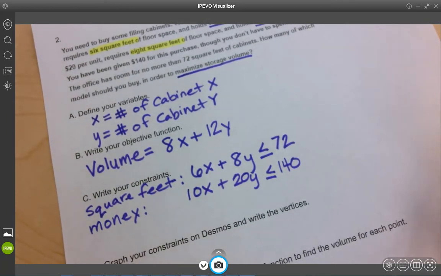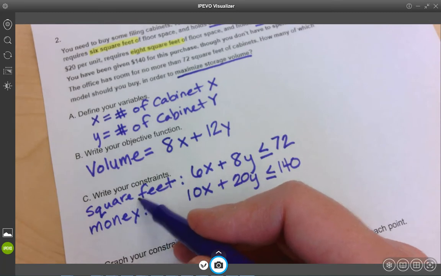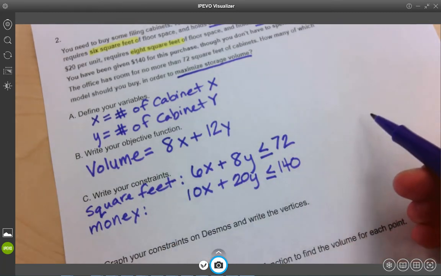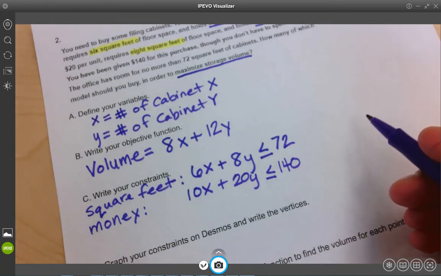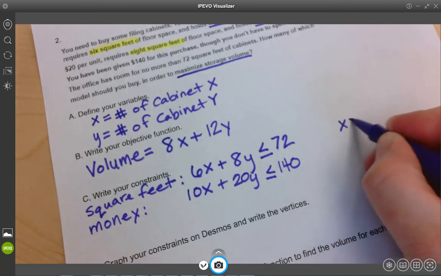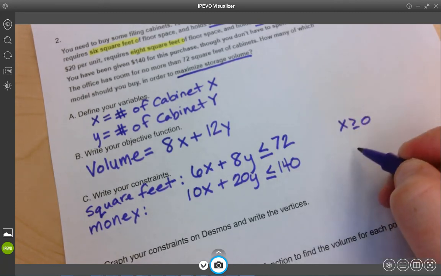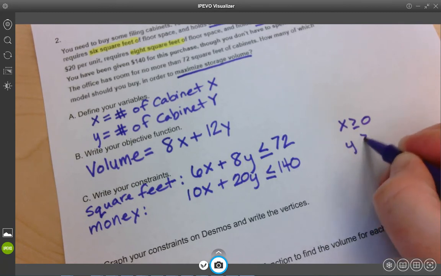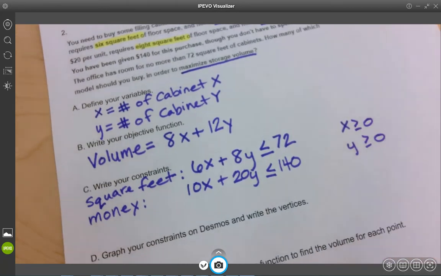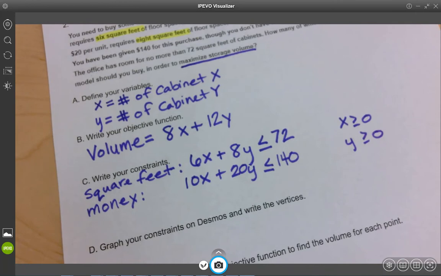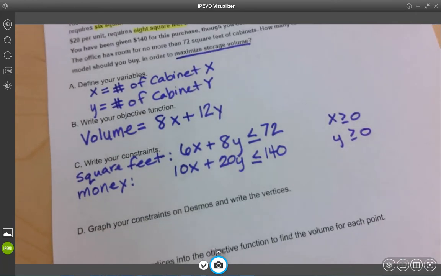All right, now Kenny, I know you're working ahead. Can you tell us what other constraints you added to this? Good, and the other one? Good, because we cannot have any negative cabinets, so we have to make sure we account for that here. All right, so these are great.